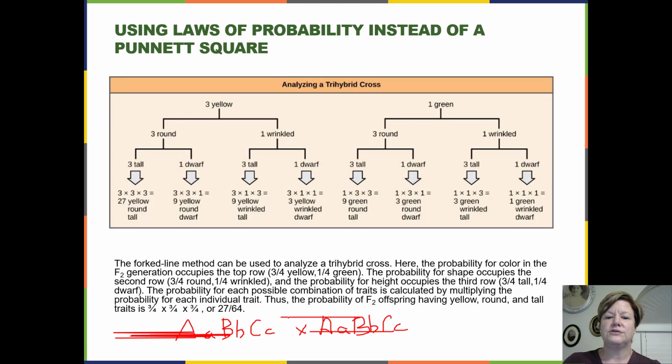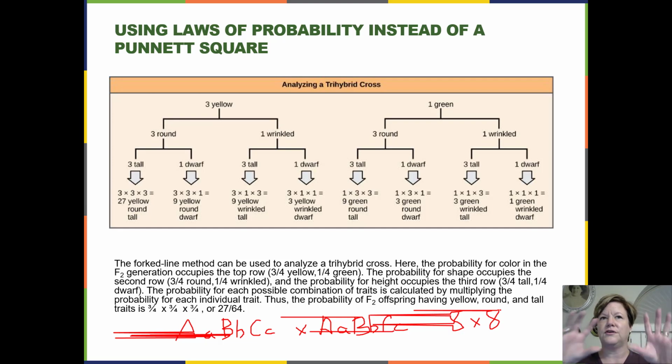So this slide is showing you how to use, instead of drawing a Punnett square for a trihybrid cross, because it would be an 8 by 8 grid, you would have 8 gametes of each on each side of the grid. So it would be a 64 square grid. You don't want to do that. So you can use the product law to figure out the probabilities.